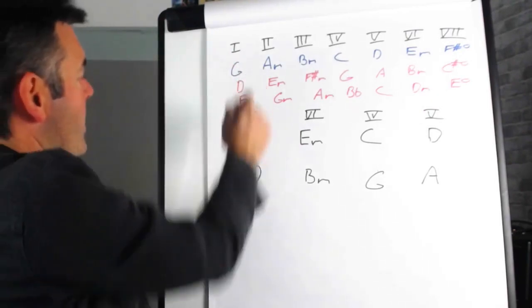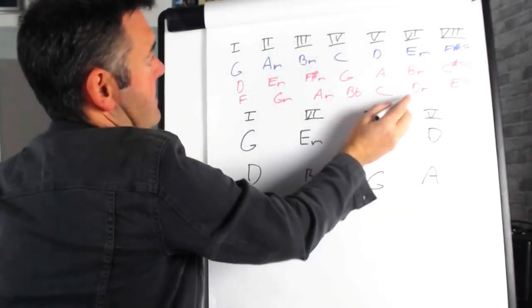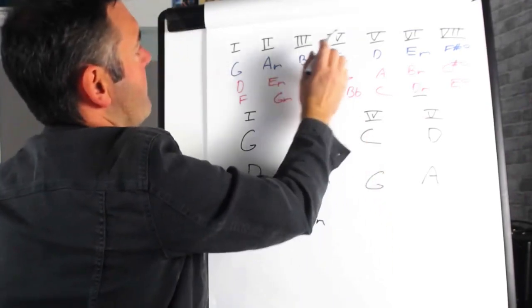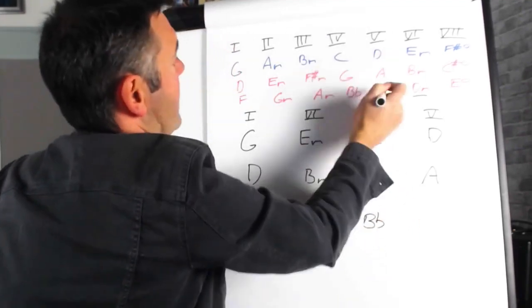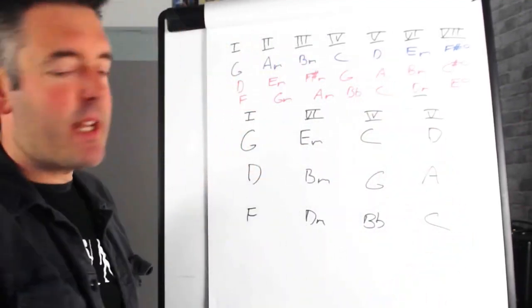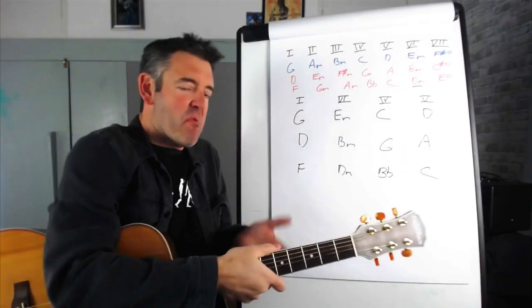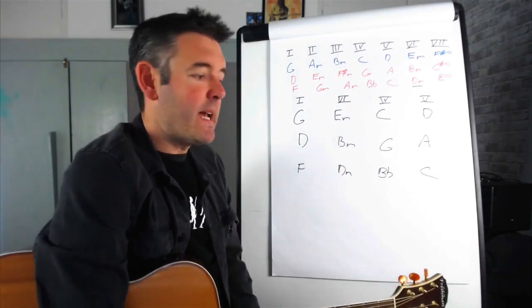Here it is. 1 is F. 6 is D minor. 4 is B flat. And 5 is C. So we can easily put that chord in the new sequence. Now the thing you'll notice is they pretty much sound the same. They're just being moved into a new key.